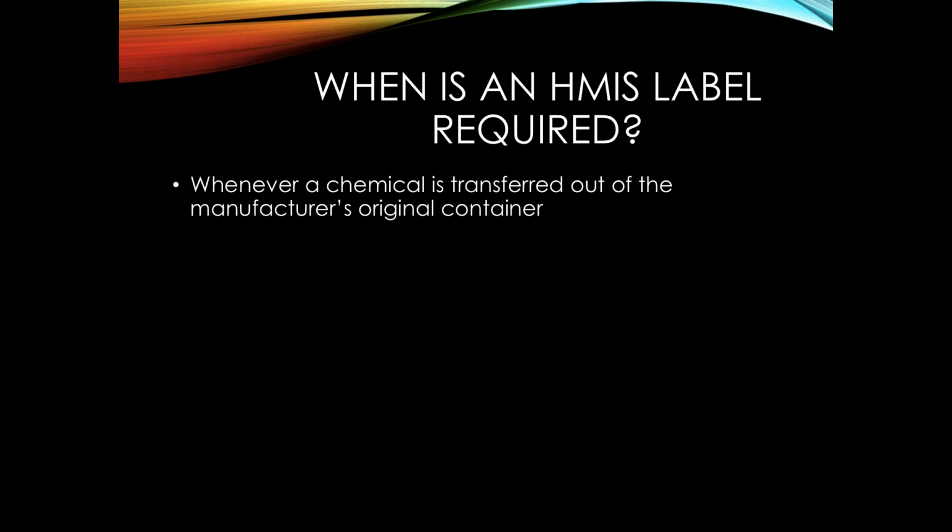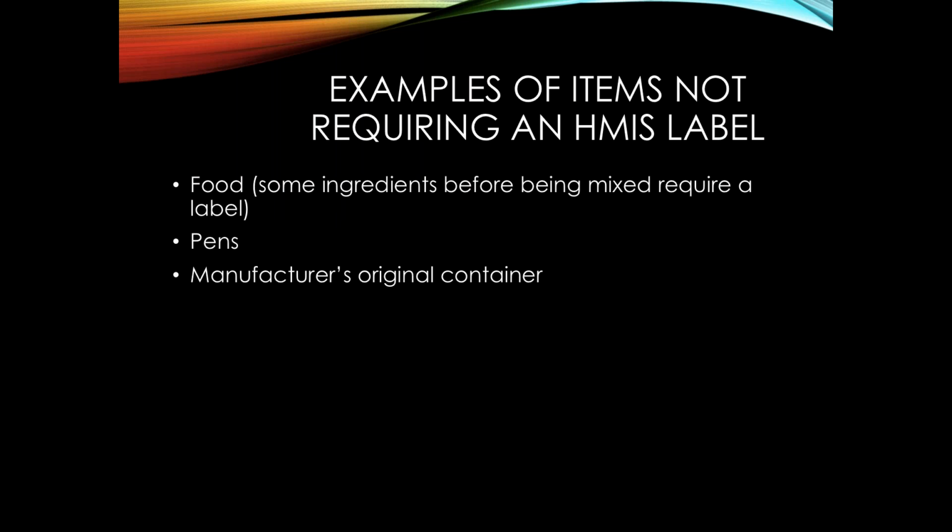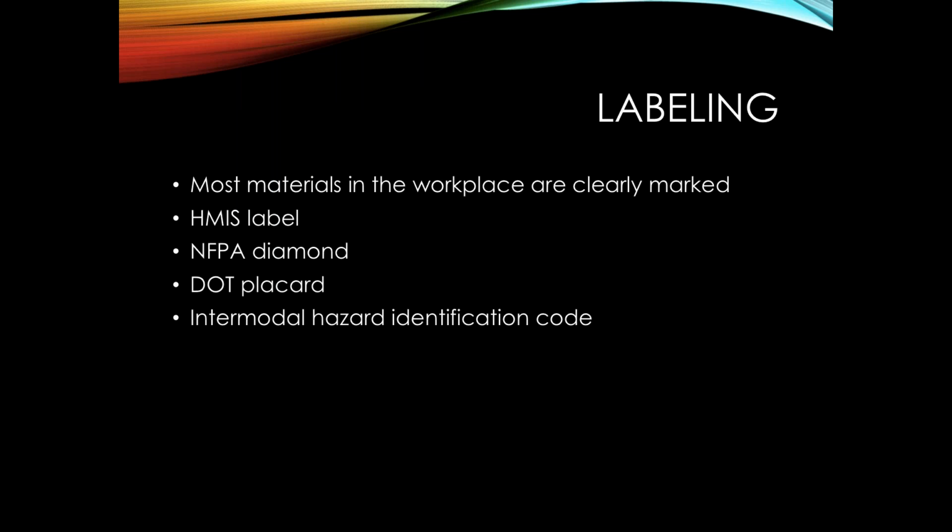When is the label required? Whenever the chemical is transferred out of the manufacturer's original container. Some examples that are not required would be things like pens, food, and things like that. As far as labeling goes, there are different types. Most materials in the workplace are, or should be, clearly marked. There's an HMIS label, an NFPA diamond, which is NFPA 704, and then there's a DOT placard. And there's what they call intermodal hazard identification codes.